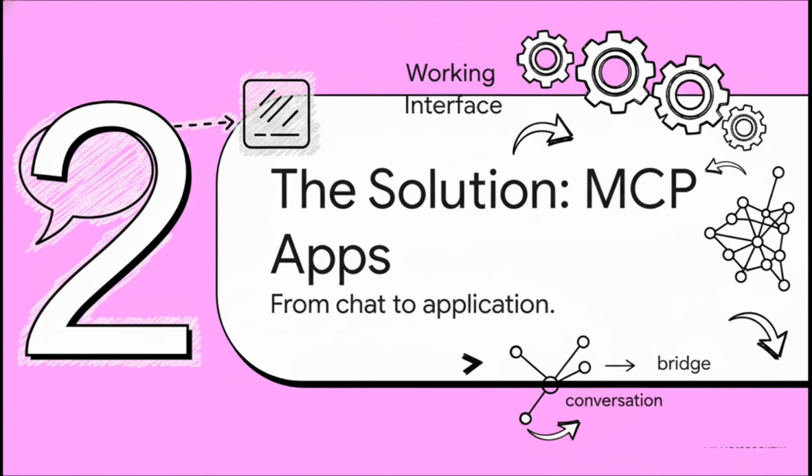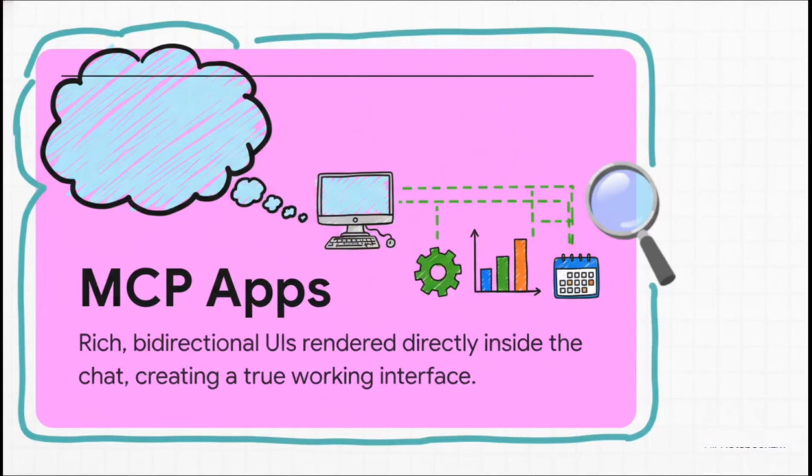Well, the answer is this really cool technology called MCP apps. So what in the world are MCP apps? Well, it stands for Model Context Protocol. But here's the brilliant part. They are rich, interactive user interfaces that live directly inside the chat window. And see that word bidirectional? That's the magic. It means the UI and the AI are in a constant conversation. It's a true two-way street, turning that chat into an actual workspace.